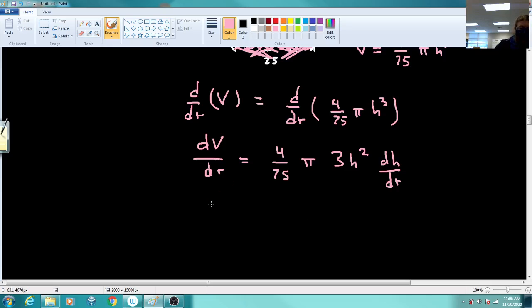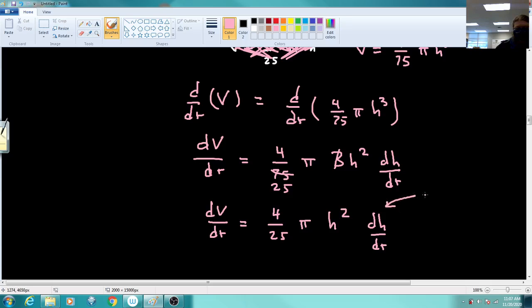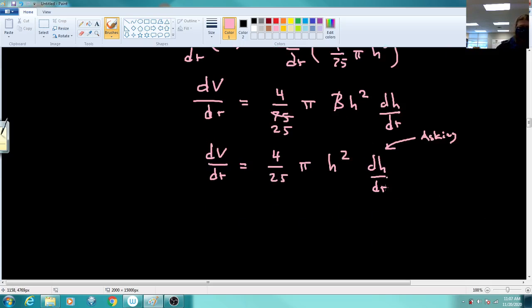So now we get dV dt equals, the 3 can cancel into the 75. That'll leave me at 25. So you have 4/25 pi times h squared times dh dt. dh dt is what the problem is asking us for. So the problem really wants to know how is the height changing with respect to time. So this dh dt is what we're really trying to find.